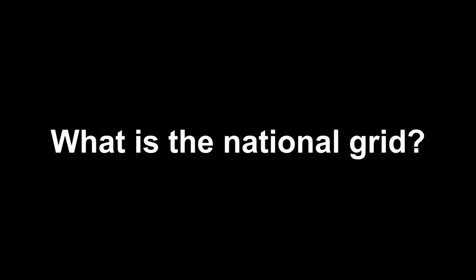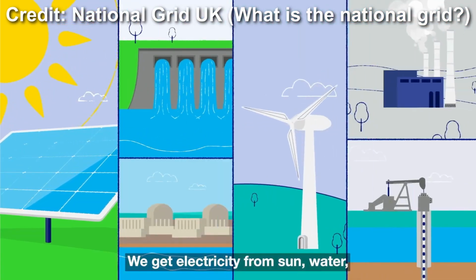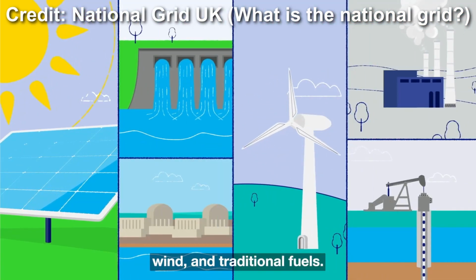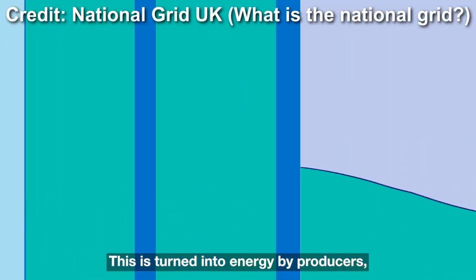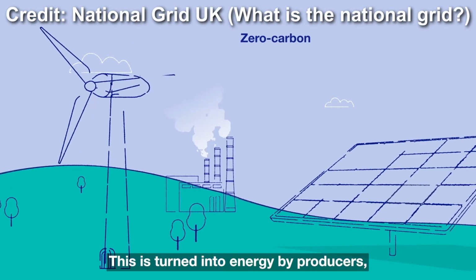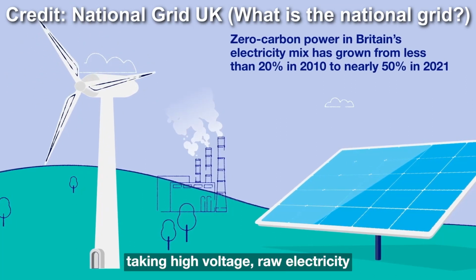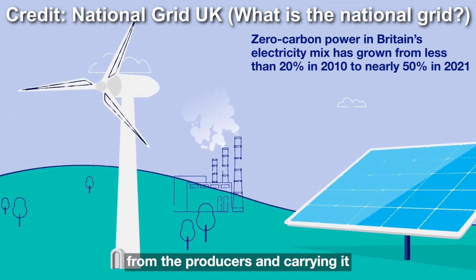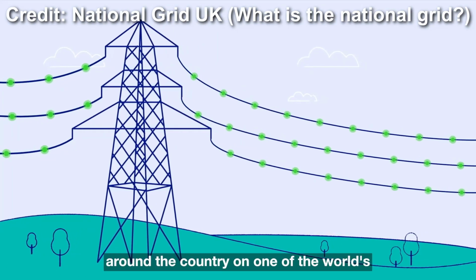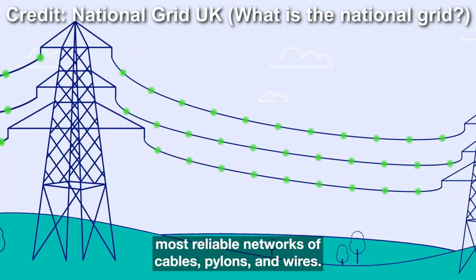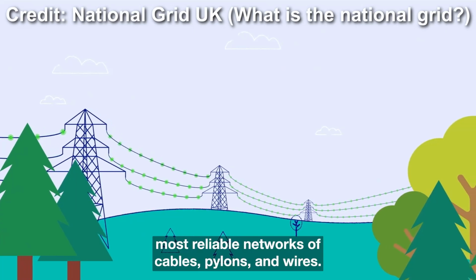But you may be asking, what is the national grid? Well, we get our electricity from the sun, water, wind, and traditional fuels. It's turned into energy by producers. Then the national grid steps in, taking high voltage raw electricity from the producers and carrying it around the country on one of the world's most reliable networks of cables, pylons, and wires.